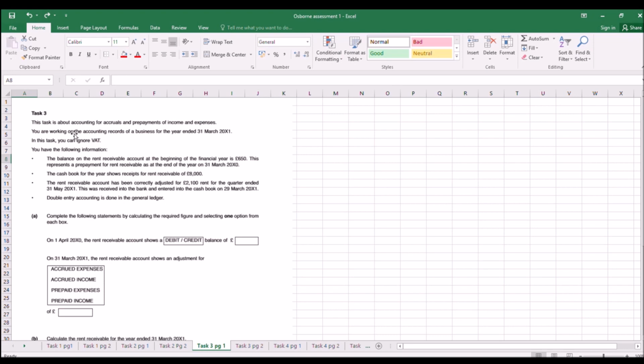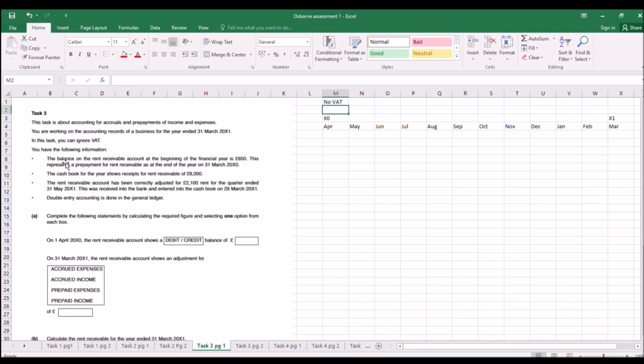Task 3. This task is about accounting for accruals and prepayments of income and expenses. Okay, so we're going to have some timelines going on here. You're working on accounts records for a business with a year end of 31st of March 2001. So we're starting off in April X0 because we're crossing years. Drag this out to March like that. Next one there. Okay. No VAT. Right, so we can ignore VAT.